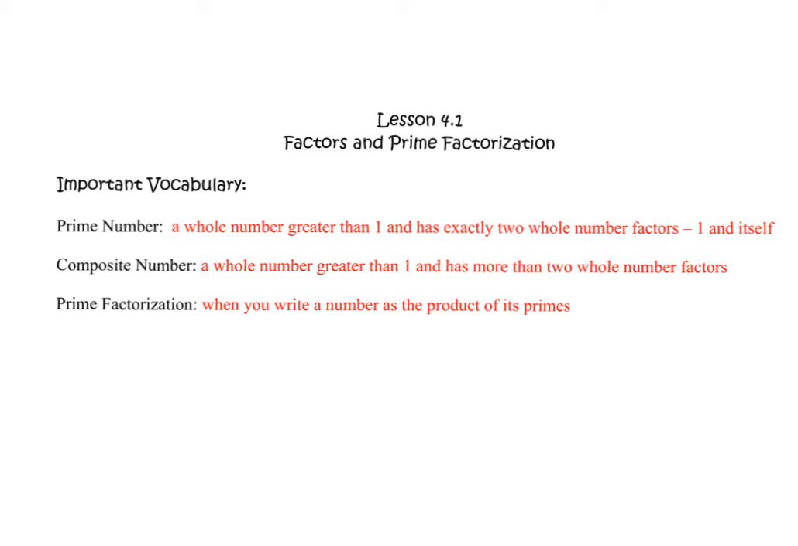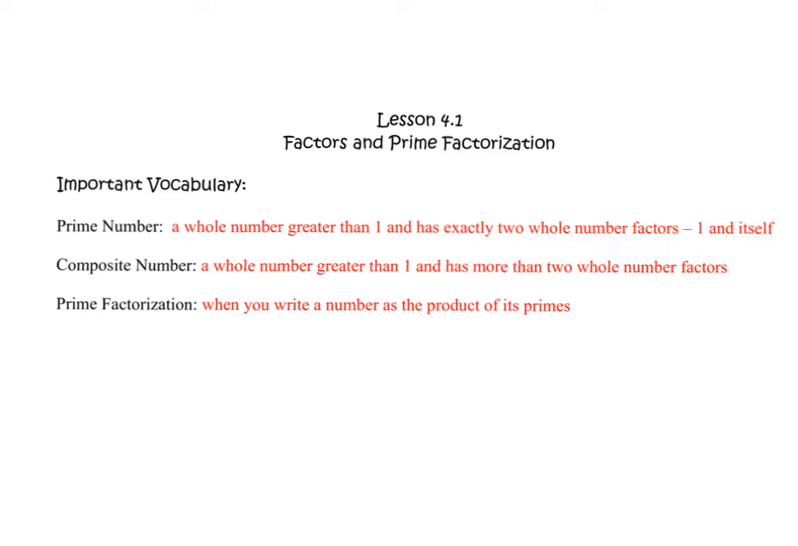So a prime number is a whole number greater than 1. So we're looking at just positive numbers right now. And it has exactly 2 whole number factors, one and itself. So for example, the number 7 would be a prime number because the only factors of 7 are 1 and 7. 13 would also be a prime number because the only numbers that 13 can divide by are 1 and itself, 13.